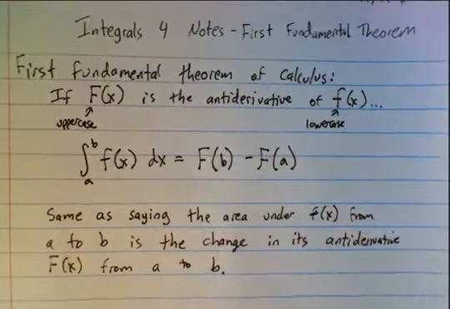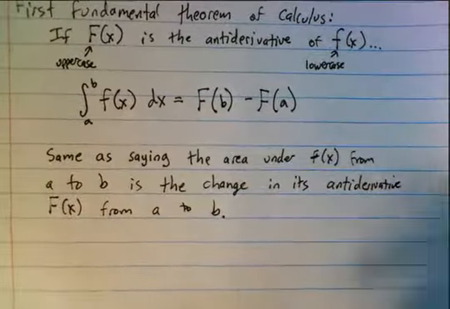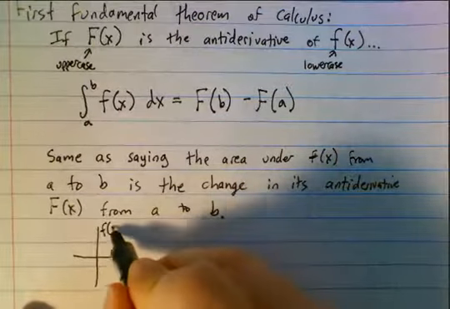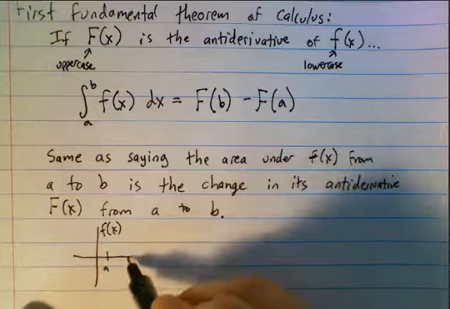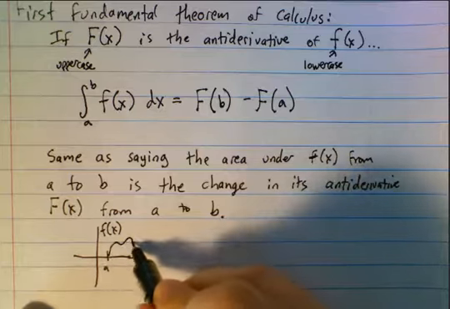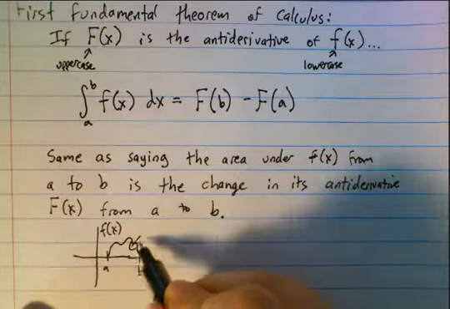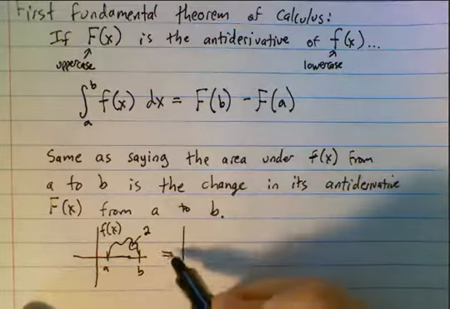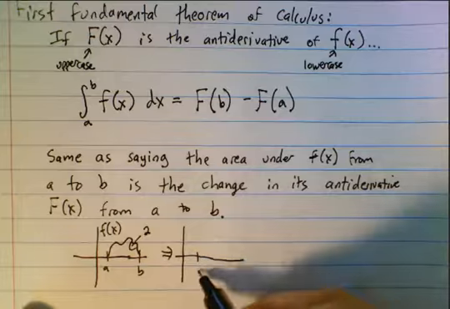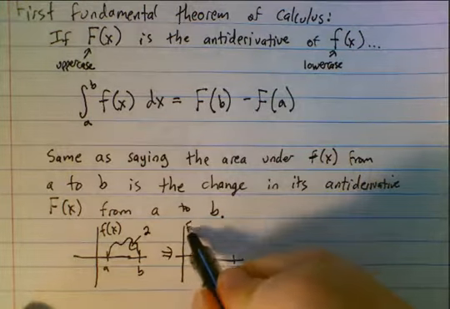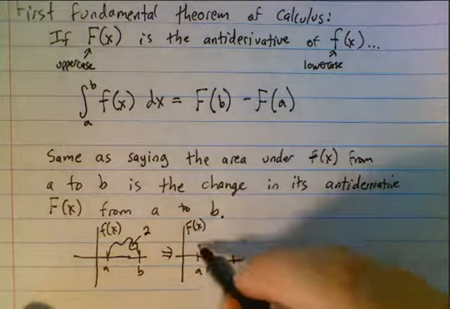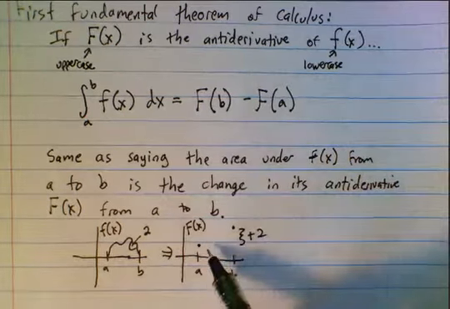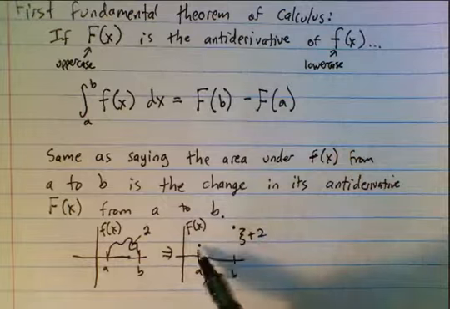And we've actually worked with this extensively already. It's nothing particularly new. Because what we were saying is that if this is lowercase f of x, and that's a, that's b, we have some sort of shape here, and this area here is 2, then this area is the same as the change in capital F from a to b. That basically if this area is 2, then this went up 2 from a to b.